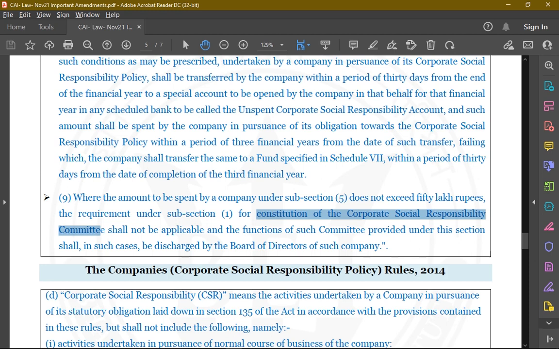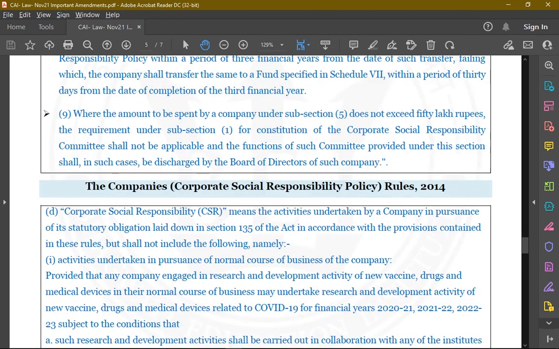So now the question is, if a CSR committee doesn't need to be appointed, then who will handle the functions? It is written that the functions of such a committee shall be handled by the board of directors itself. So it is a big relief basically. All right, so that was the first part of our CSR amendments.